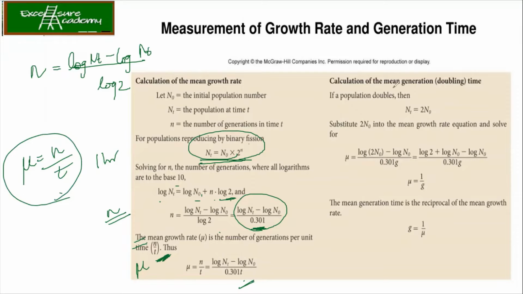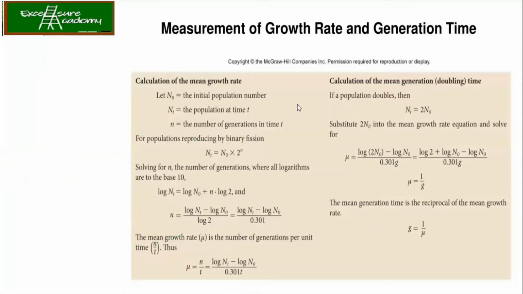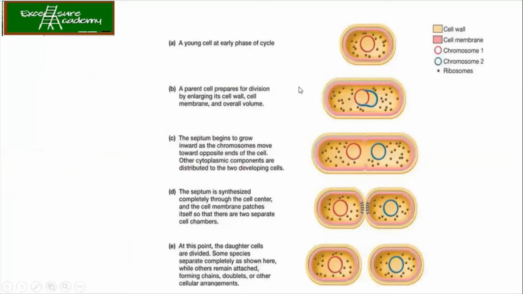Now the calculation of the mean generation or doubling time. If a population doubles, then NT is equal to 2 raised to n times N0, that is, it becomes exactly double. Then you can use this formula, where mu equals n by t, and here you get this value. Even if you don't read this it will be fine, but these two are important. Are you able to follow, Krishita? Yes, sir. Only these two are enough for future calculations.